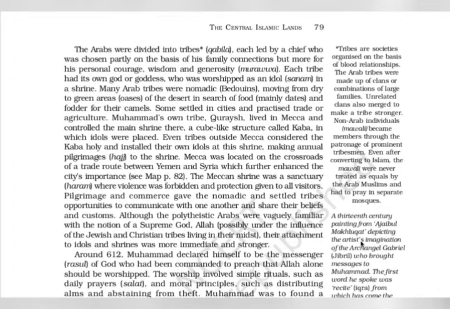The Meccan Shrine was a sanctuary, haram, where violence was forbidden and protection given to all visitors. Pilgrimage and commerce gave the nomadic and settled tribes opportunities to communicate with one another and share their beliefs and customs. Although the polytheistic Arabs were vaguely familiar with the notion of a supreme God, Allah, possibly under the influence of the Jewish and Christian tribes living in their midst, their attachment to idols and shrines was more immediate and stronger.